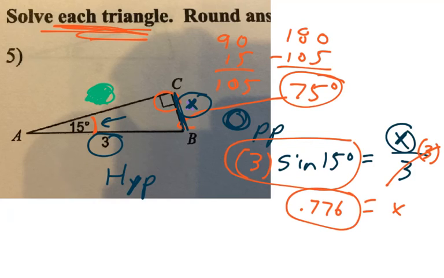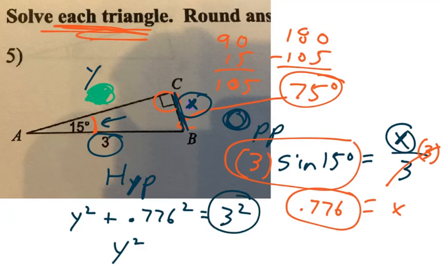So notice, guys, I know I'm going to call that y. I know that y squared plus the 0.776 squared equals the 3 squared, right? A squared plus b squared equals c squared. So basically, y squared is going to be 3 squared minus the 0.776 squared, right? And then, of course, whatever that is, we're going to take the square root of it, correct?